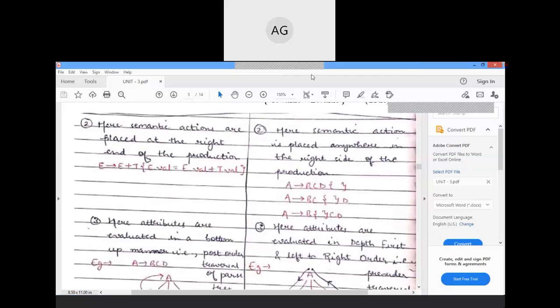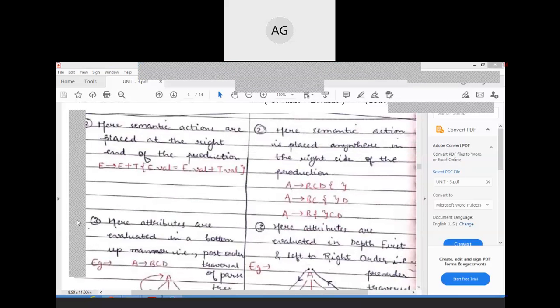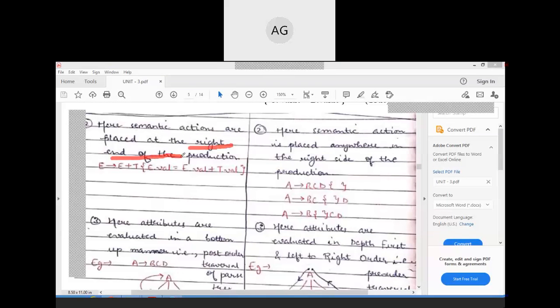Now the second point is in the case of S attributed SDT, here semantic actions are placed at the right end of the production. As you can see here, the production E produces E plus T, and here on the extreme right, we are going to write the semantic actions like E dot val equal to E dot val plus T dot val. So semantic actions are written at the right end of the production.